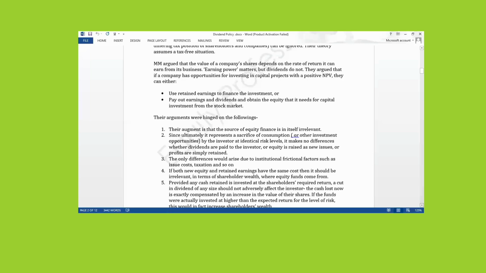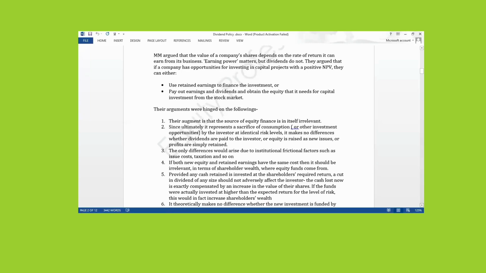However, if you look at M&M, most of the assumptions are unrealistic. M&M assume that the company will not pay tax. In reality, the investor will pay tax.